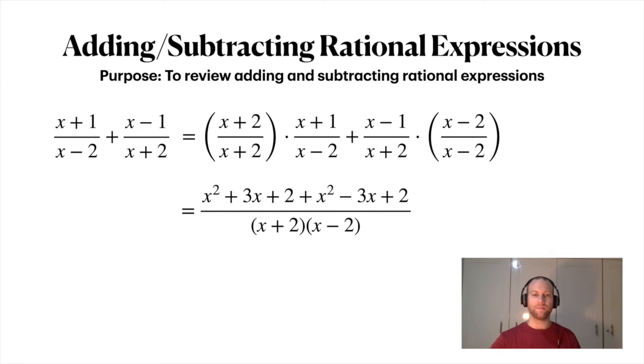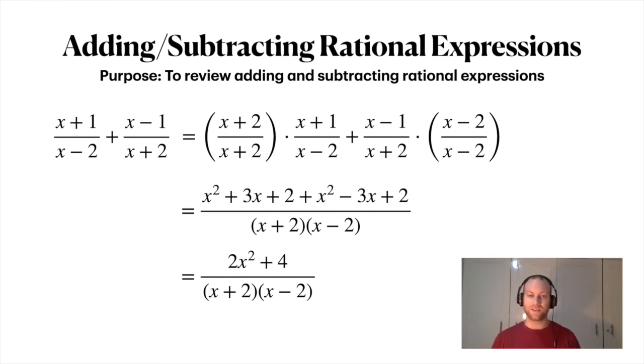Let's simplify the top. We get 2x squared plus 4. And looking at this, I can't do anything in the numerator. Yes, I could factor out a 2, but I'd be left with x squared plus 2, which I can't cancel out on the bottom. Sometimes you can, but not always. So this would be our final answer. You would do the exact same thing if this was subtraction. So if you've got addition or subtraction, doesn't matter. You need to make your denominators the same, and then you can add or subtract them.